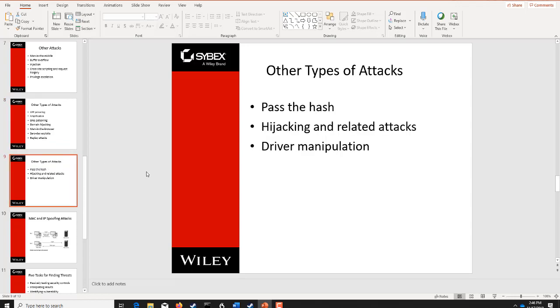Other types of attack: passing the hash. As you know, passwords are saved in systems not in clear text, but in hashes. So if we can get those hashes in some fashion, we can capture a hash through a listening attack or through an RSPAN attack. We can try to crack those hashes. Hijacking and other related attacks are basically where we do some sort of TCP hijack or a man-in-the-middle attack. Driver manipulation, this is always fun. This affects Windows systems more often than anybody else.